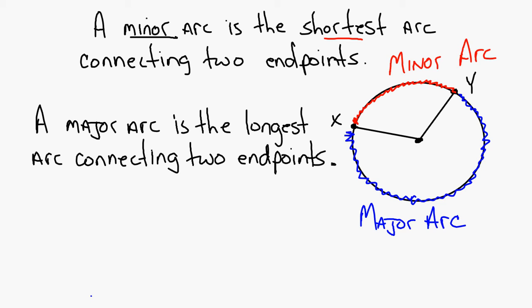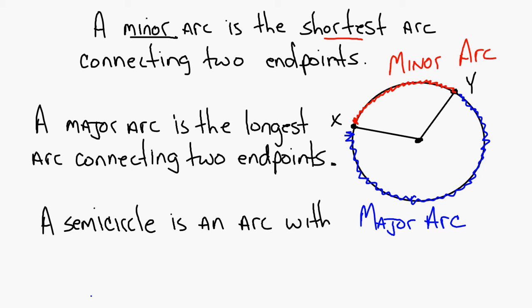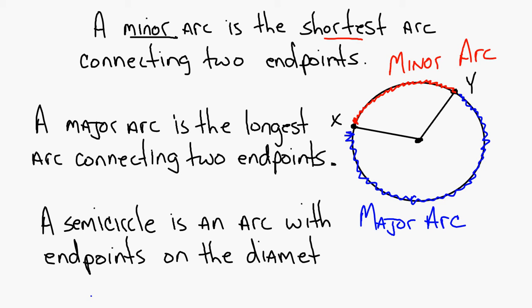And a semicircle is an arc with endpoints on the diameter. Hopefully we don't need to draw a picture of a semicircle. Half of a circle.